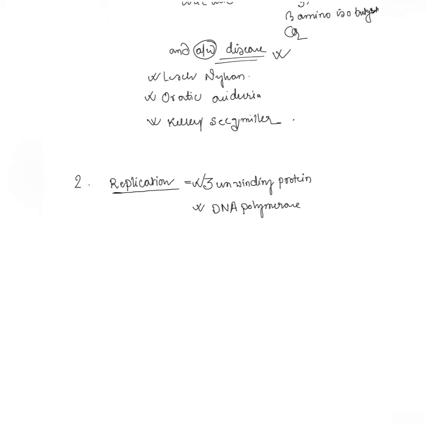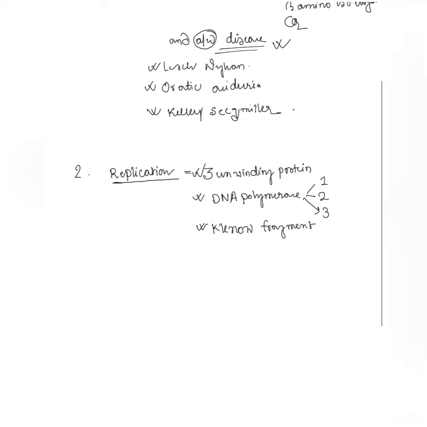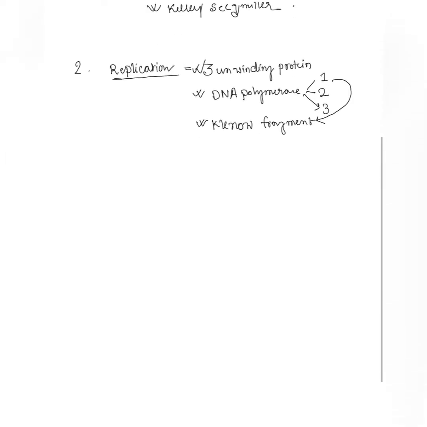And you know about DNA polymerase 1, which is responsible for formation of the Klenow fragment. So it is also very important, the Klenow fragment, from the N terminal to the C terminal: there is a 5' to 3' exonuclease, then 3' to 5' exonuclease, then 5' to 3' polymerase. Okay.